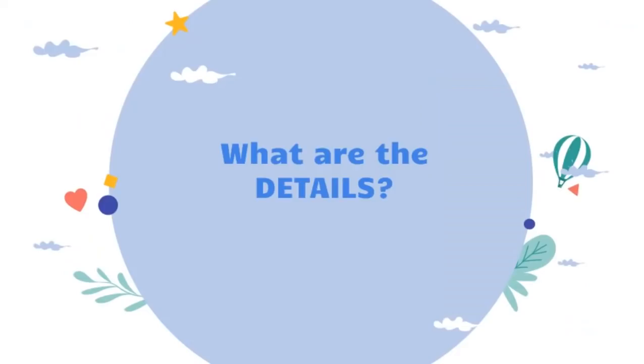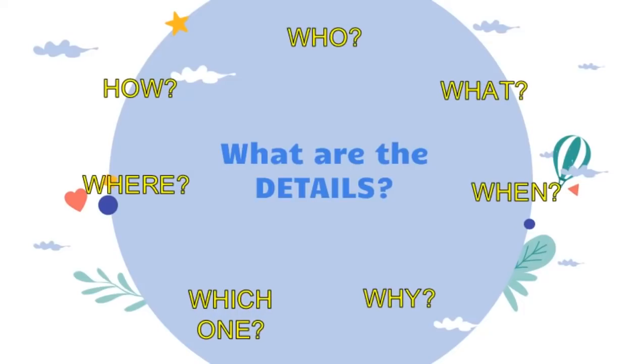So when we talk about supporting details, how do we know what we see in a text is a supporting detail and not a main idea? Think of the WH questions. If you see information that gives details about who, what, when, why, which one, where, how, then most probably you are reading and comprehending supporting details.